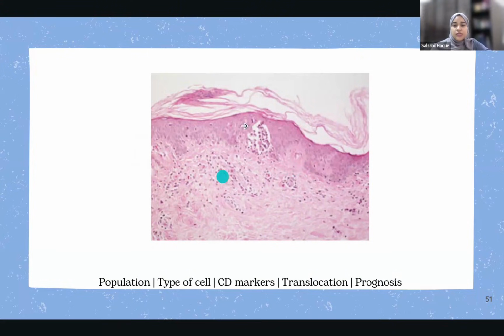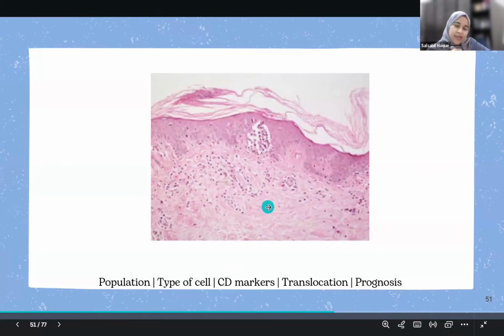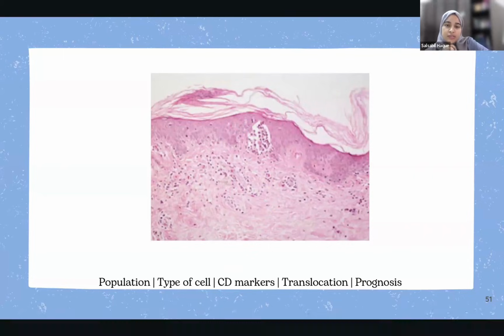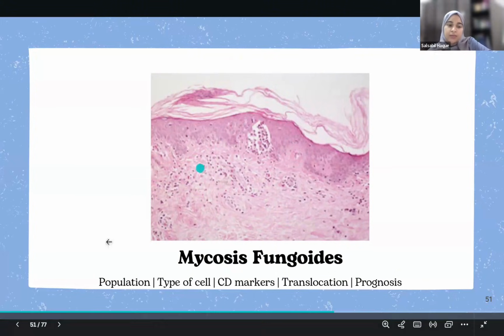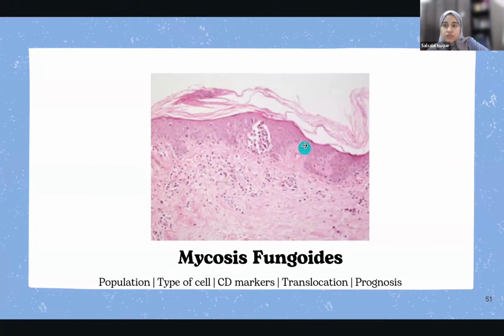This is one miscellaneous. I just added it for the sake of completion, but it's not that high yield, I would say. Can anyone tell me what this disease is? This is mycosis fungoides. I hope I'm pronouncing that correctly. It's a malignant T-cell lymphoma. The patients are usually middle-aged, 40 to 60, and they present with something like a skin rash.